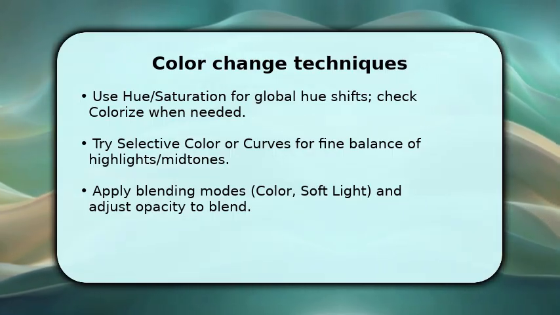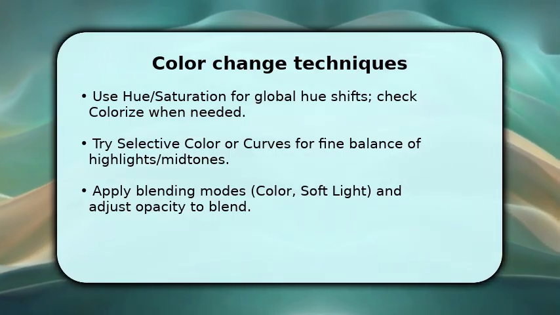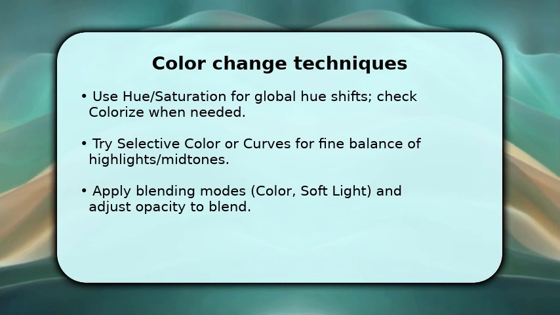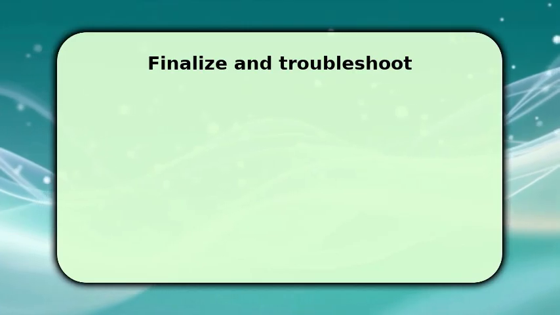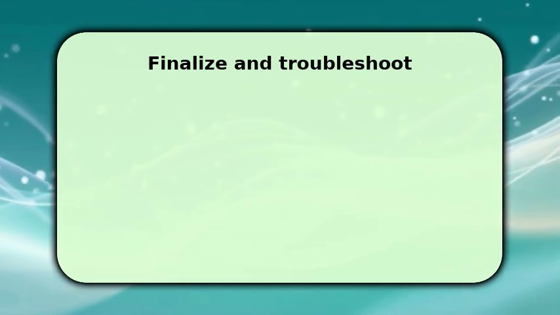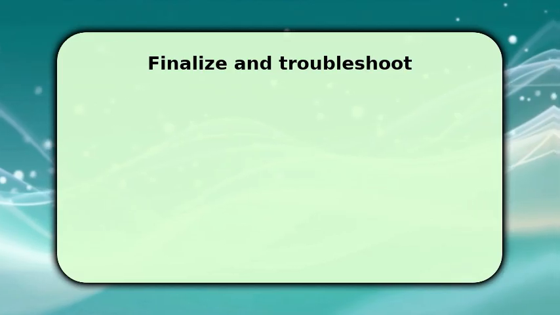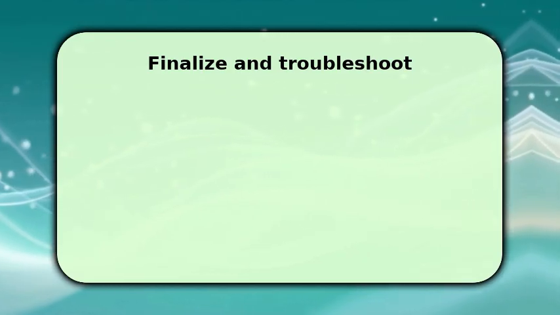Refine mask edges and use a low radius Gaussian blur on the mask if the transition looks harsh. Finish by matching ambient light. Add subtle shadows and highlights using dodge/burn or localized levels adjustments so the new color reads naturally in the scene.